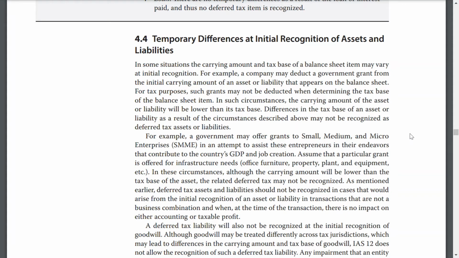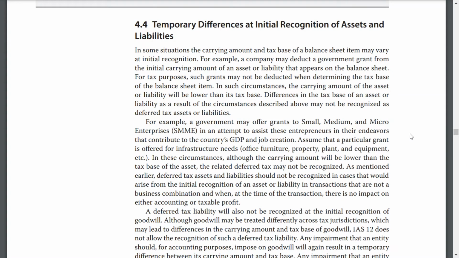For example, the government may grant a small, medium, or micro enterprise (SMME) a grant in an attempt to assist these entrepreneurs in their endeavors to contribute to the greater GDP and create jobs. Assume the particular grant is offered for infrastructure needs. In these circumstances, although the carrying amount will be lower than the tax base of the asset, the related deferred tax may not be recognized.